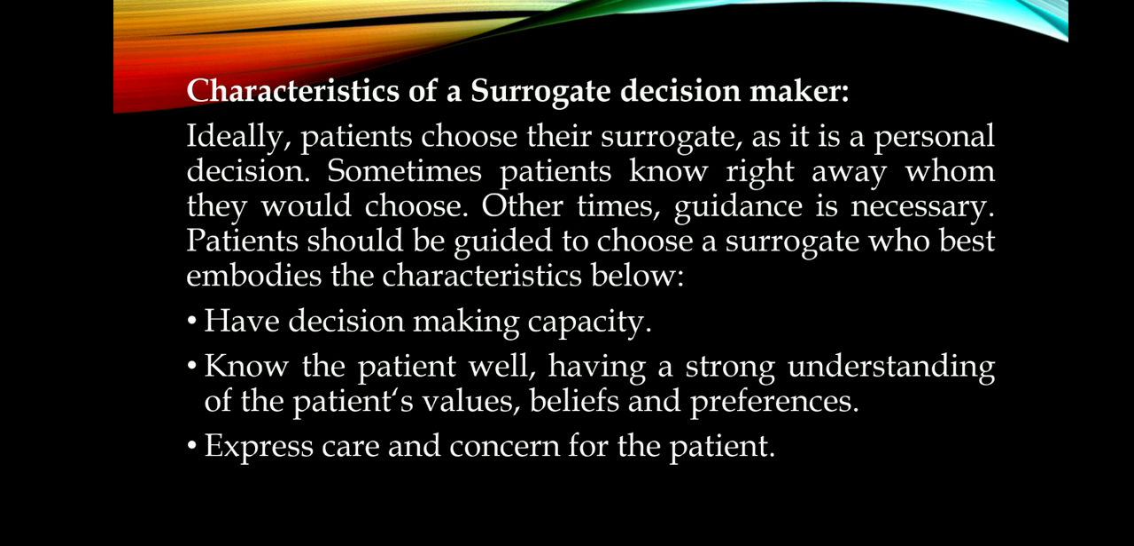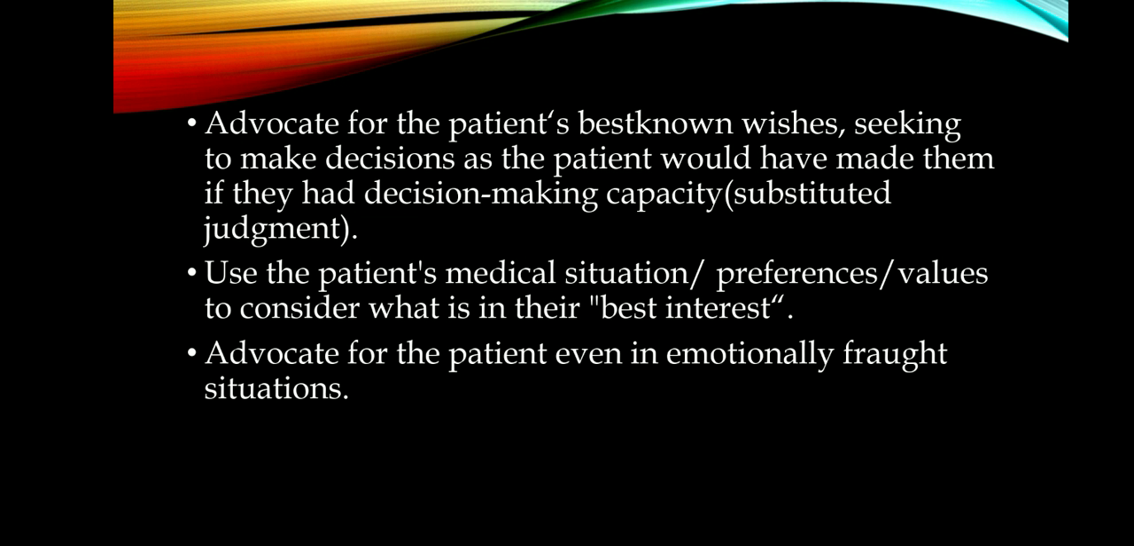These are the different characteristics of a surrogate decision maker, that is, having a clear decision making capacity. He should be able to take proper decisions. He should know the patient very well. He should express care and concern towards the patient. He should have empathy. He should take the decision from the client's perspective, and he should study the conditions properly before taking any kind of decisions, or he should be more rational than emotional.